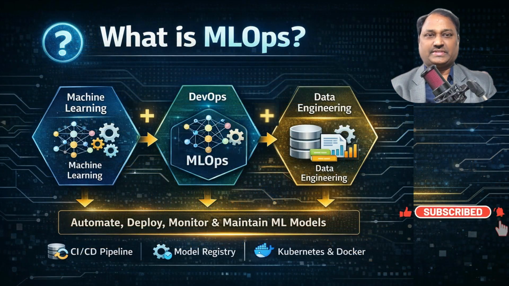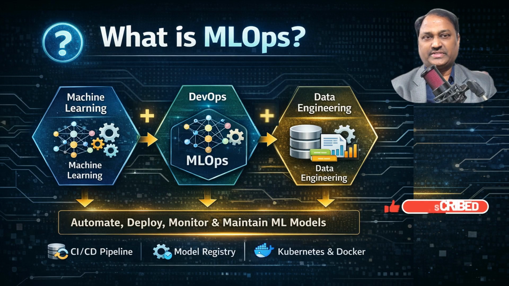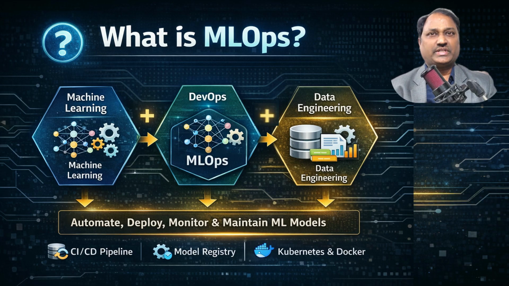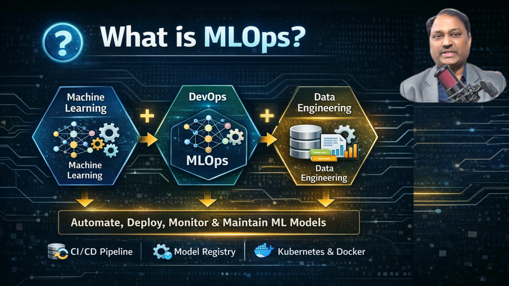So what is MLOps? MLOps stands for Machine Learning Operations. It's a combination of machine learning, DevOps, and data engineering. Machine learning builds models that learn patterns from data to make predictions or decisions. DevOps combines development and operations to automate, deploy and manage software systems efficiently. Data engineering designs and manages data pipelines to collect, process and store data for analysis in ML. The goal is simple: build, deploy, monitor and maintain ML models in production systems.